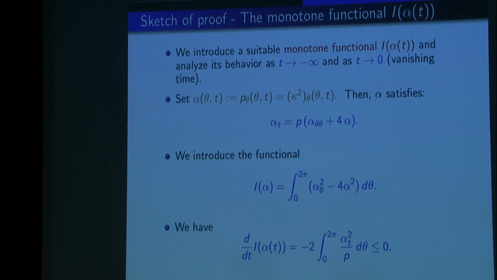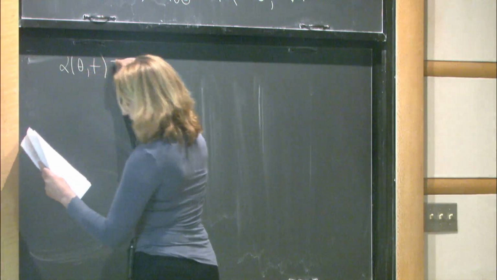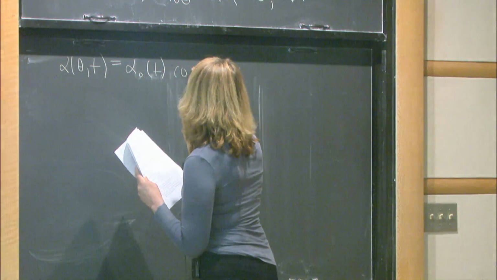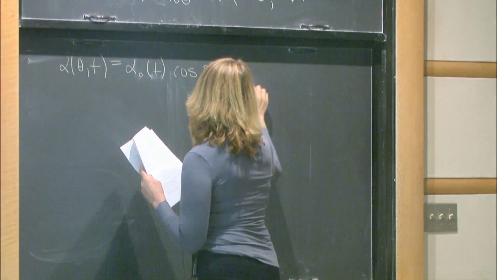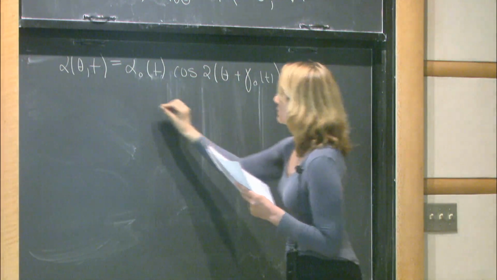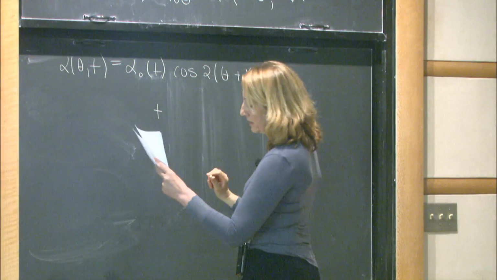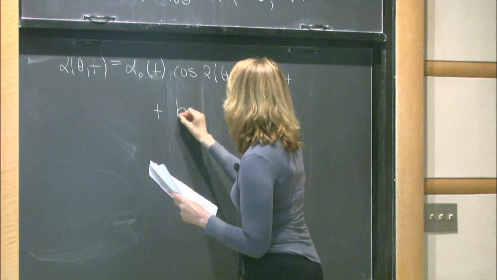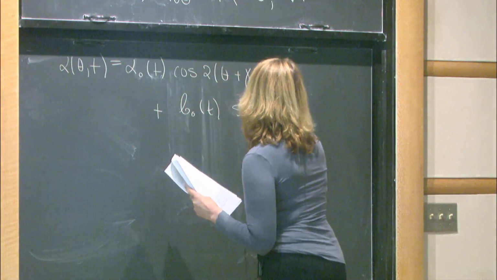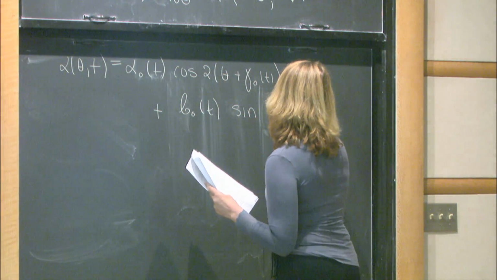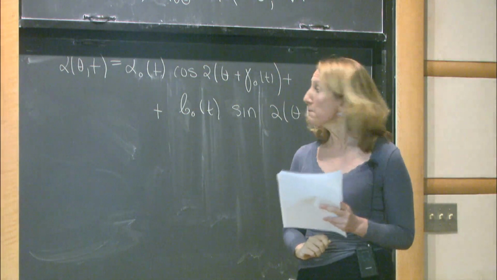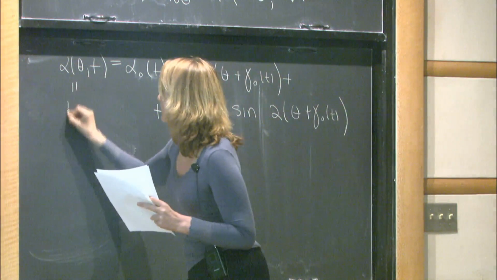Here, alpha theta t is going to be some alpha naught of t cosine 2 theta plus gamma naught of t, and then beta naught of t multiplied by sine of 2 theta plus gamma naught of t. Okay? This is alpha, which is p sub theta.